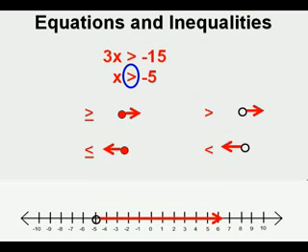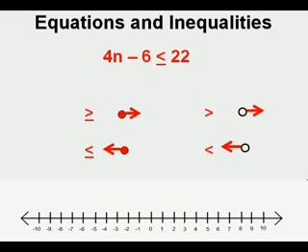Let's look at another inequality. 6n minus 6 is less than or equal to 22. To find the boundary point, we solve for n. We need to first move the negative 6 over to the right side, and negative 6 becomes positive 6 on the right side. We combine like terms and it becomes 28 on the right. Now to finish, we divide both sides by 4, so n is less than or equal to 7.